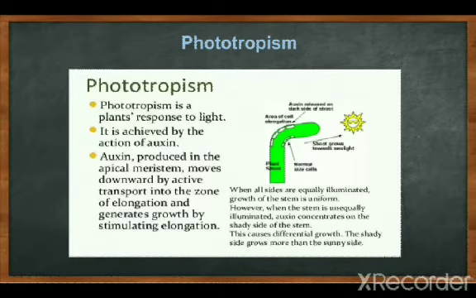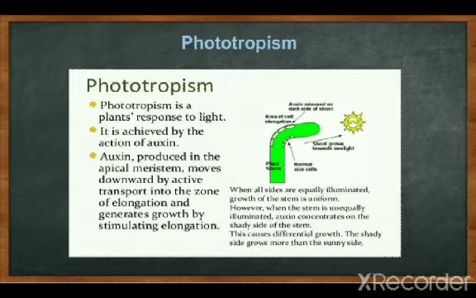Take two potted plants. Keep one potted plant in the open so that it receives the sunlight coming from all sides. The second one you keep in a room near the window, in such a way that sunlight comes from one side. Leave both plants for some days.